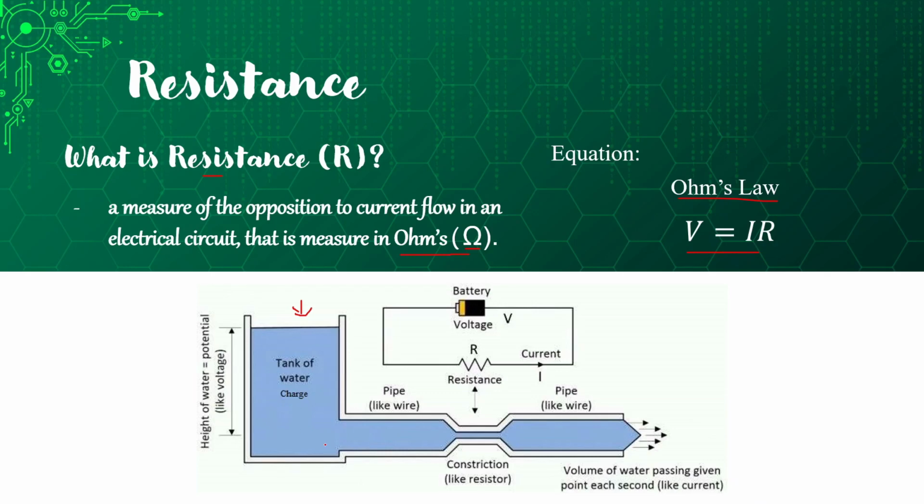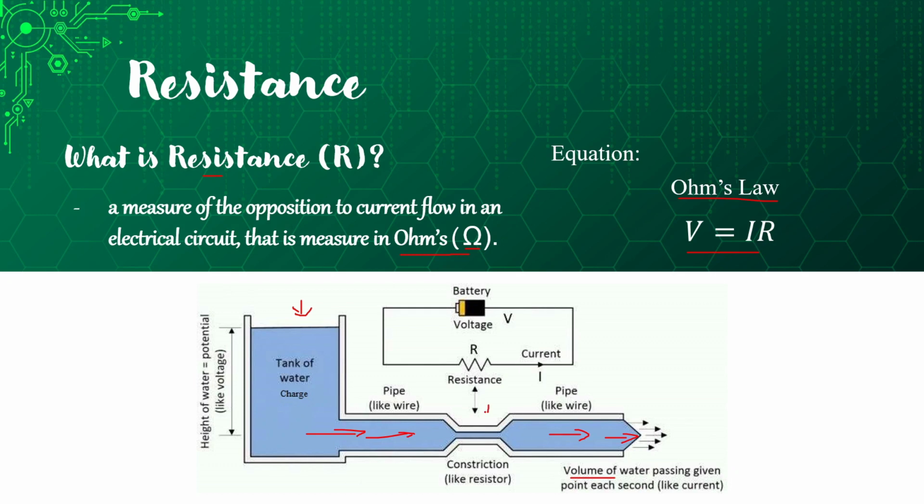The pressure that it forms is somewhat similar to voltage. The pressure pushes the water towards this direction, so it has similar characteristics to voltage. Now, the flow of water, how fast the water flows, is the current. As stated here, the volume of water passing a given point each second is similar to current.